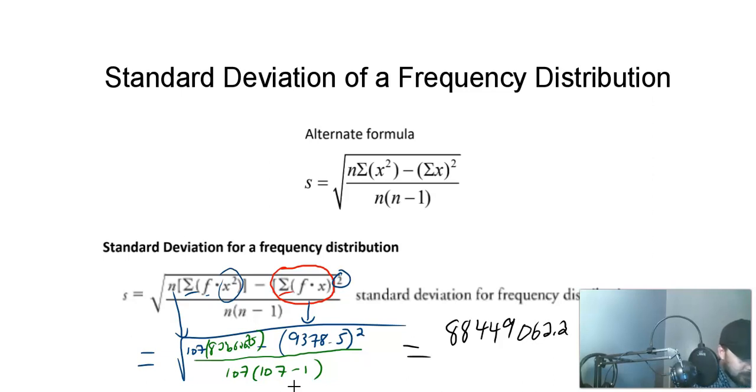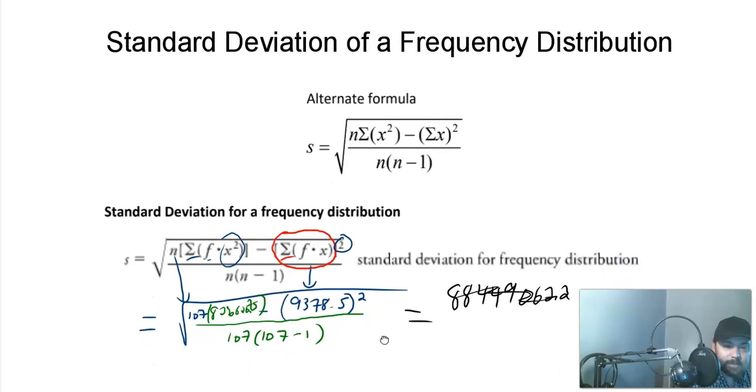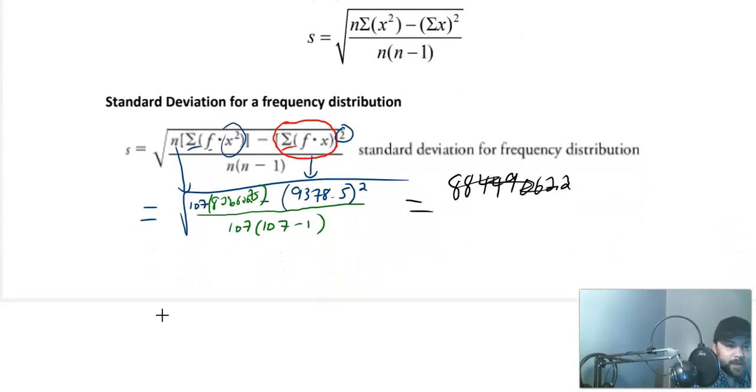Minus 9378.5. Let me see if I can square that here. Squared. Enter. Okay. Yeah, I think it worked. Okay. So I'm going to skip this now. I apologize. Things are getting kind of hard to follow, I'm afraid.